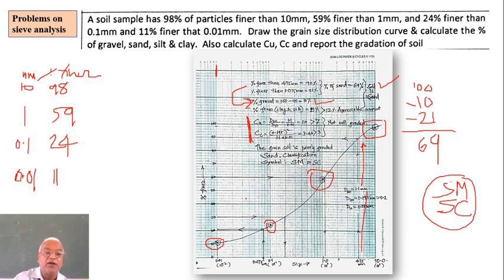To decide M or C, we should have data about the plasticity index. If plasticity index is greater than 7, then I would fix SC. If IP is less than 4, I would call it SM. That's how the classification has to be done. As far as gradation is concerned, it is poorly graded because it is not satisfying both conditions of Cu and Cc. For well graded sand, Cu has to be greater than 6 and Cc has to be between 1 and 3. This is coming to be 3.46, so it's not well graded. But because the percentage of fines is more, it will be either silty sand or clayey sand. SM is silty sand, SC is clayey sand. We'll go further.